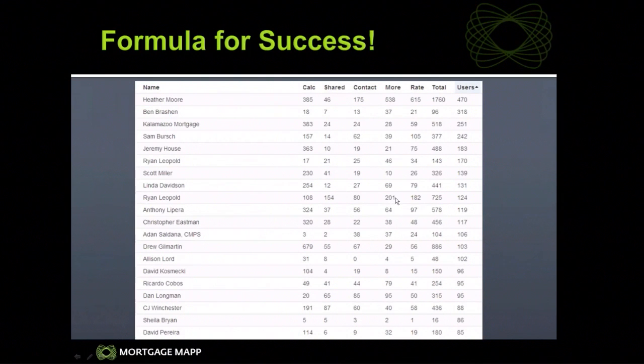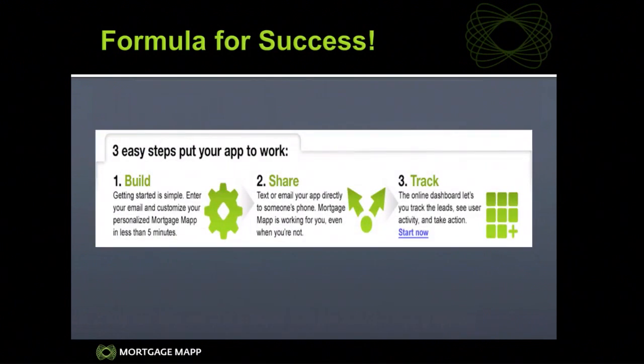725 total usages. I have 124 users on the mortgage side and 170 on the Mortgage Mapp side. So you can see there's a lot of top loan officers out there who are getting it out there and sharing it, because that really is what we're going to focus a lot on, the sharing aspect of it. It's a formula for success, really a 3-step process.